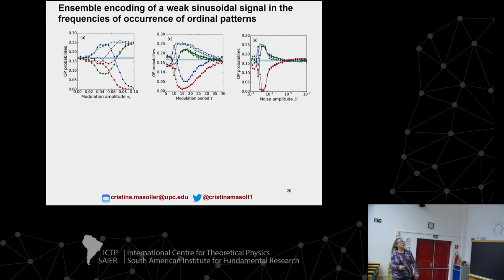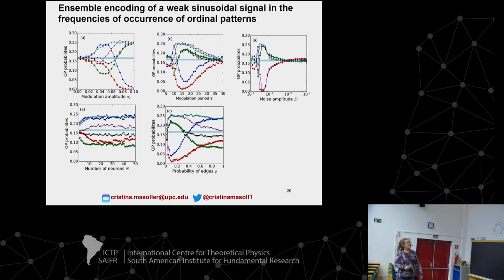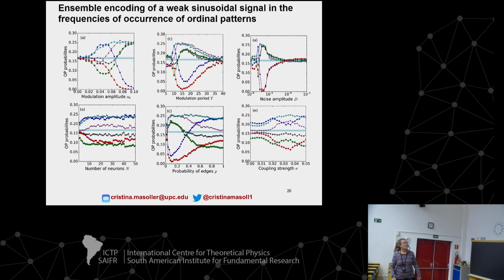If I don't have noise, there are no probabilities because there are no spikes, but in the middle, there is some noise that helps to encode, and you don't need too many neurons. Increasing the ensemble size does not change too much after a while. You need maybe 10 or 20, and then that's the same. And again, the probabilities of connections, very few connections is enough to encode, to have these probabilities different from the uniform. And the coupling strength doesn't make a lot of difference again.